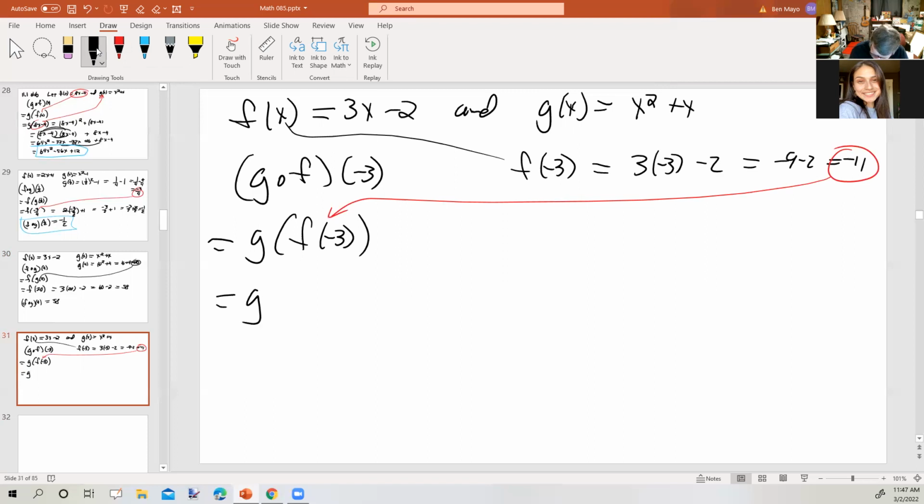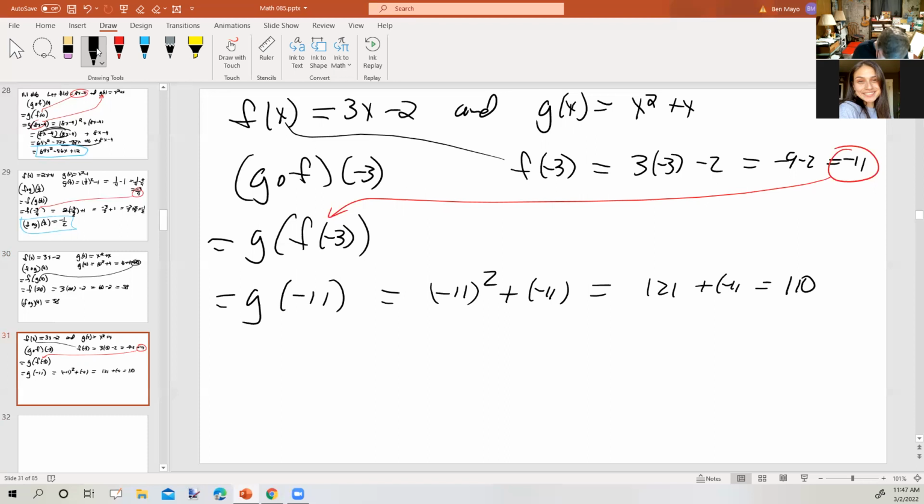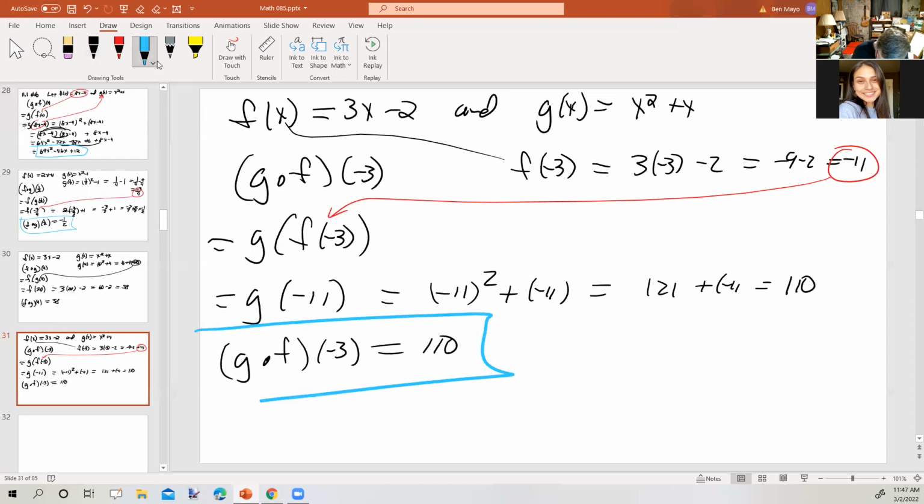So g of f of negative 3 is g of negative 11, which is negative 11 squared plus negative 11, which is 121 plus negative 11, which is 110. So g composed with f of negative 3 equals 110.